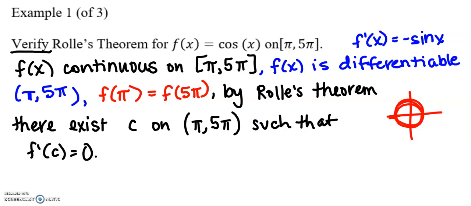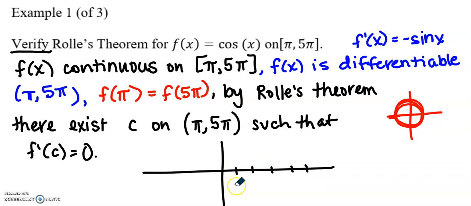And again, the reason why this works, we're thinking about those extreme value theorems. Let's think about cosine on pi to 5 pi. So we'll count by pi. Pi, 2 pi, 3 pi, 4 pi, 5 pi. If I were to start drawing a cosine graph starting at pi, then at 2 pi, we're up at 1. At 3 pi, we're back at negative 1. At 4 pi, we're up at 1. At 5 pi, we're down here.